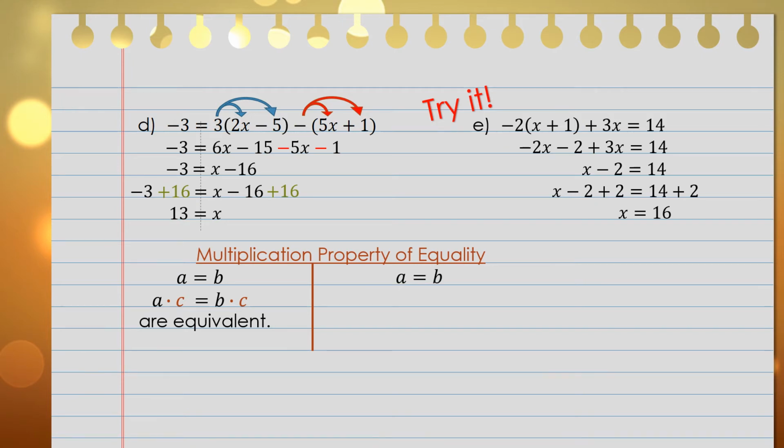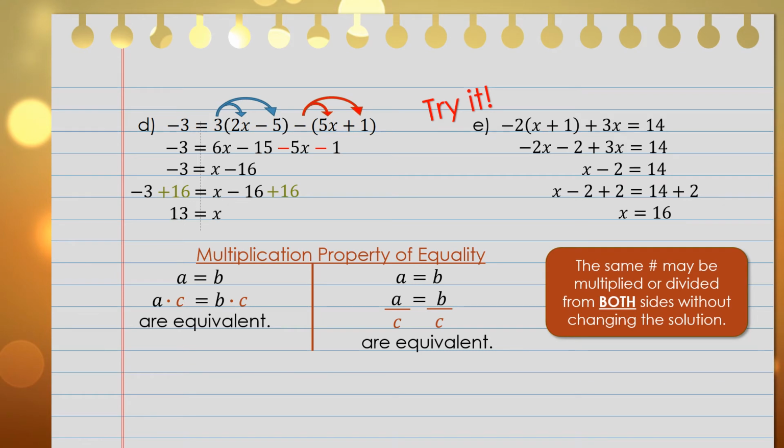The same is true as if I had the equation A equals B and I decided to divide the left side and the right side by a value of C. These two equations would also be considered equivalent. In other words, the same number may be multiplied or divided from both sides without changing the solution.